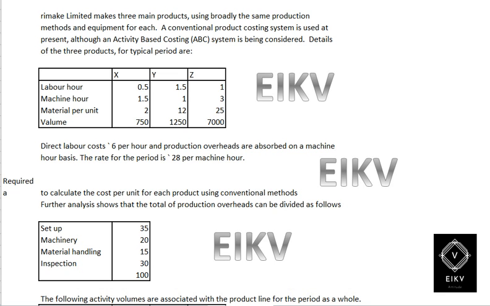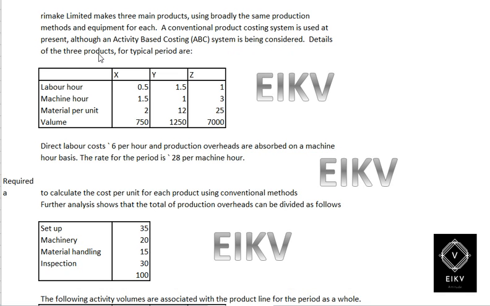So in this illustration we have Rimaga Limited, which makes the main products using broadly the same production methods and equipment for each. A conventional product costing system is used at present, although an activity-based costing system (ABC system) is being considered.